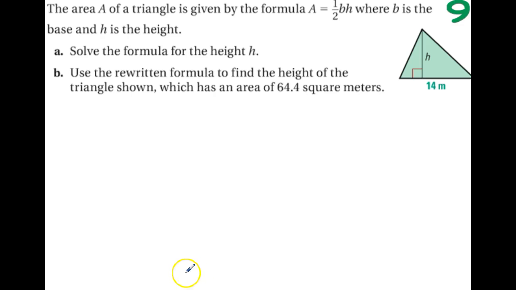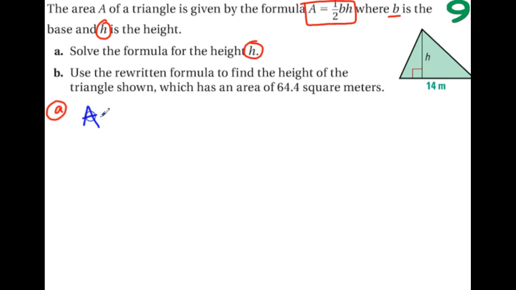We've been solving for y this whole time. Now they just want us to solve for a different letter. This one they want us to find h all by itself. It says the area of a triangle is given by this formula. Area equals 1/2 base times height, where b is the base and h is the height. Part A, solve the formula for h.